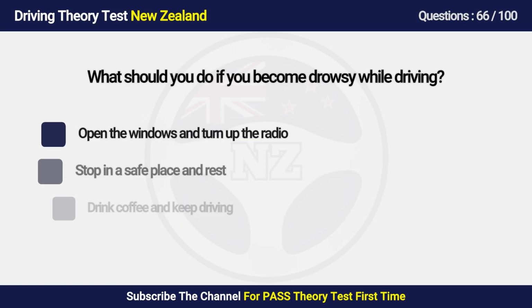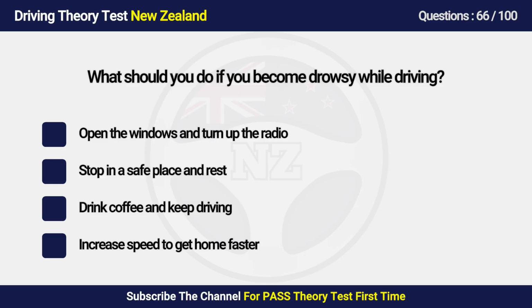Question 66. What should you do if you become drowsy while driving? A. Open the windows and turn up the radio. B. Stop in a safe place and rest. C. Drink coffee and keep driving. D. Increase speed to get home faster.